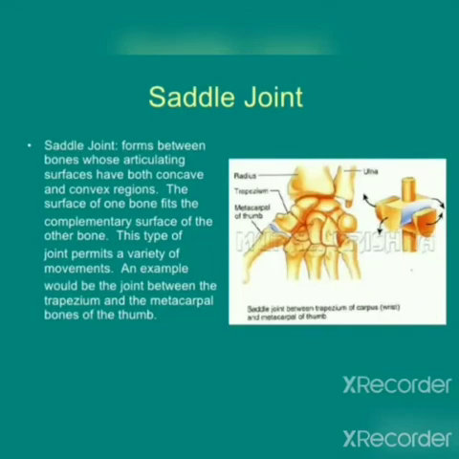Now the next type of joint is the saddle joint. It forms between bones whose articulating surfaces have both concave and convex regions. The surface of one bone fits the complementary surface of the other bone. This type of joint permits a variety of movement. An example would be the joint between the trapezium and the metacarpal bone of the thumb.